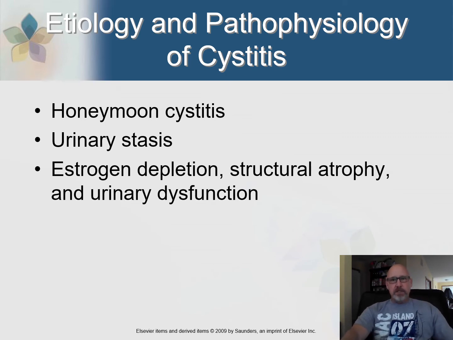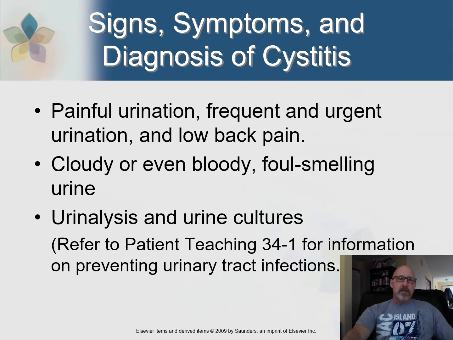So, etiology, pathophysiology of cystitis. One of the first things we cover in this chapter is cystitis. There are different types of cystitis that can occur. What is the definition of cystitis? It's the inflammation of the urinary bladder itself. The bladder can become inflamed due to infection, urinary stasis, estrogen depletion, atrophy. Honeymoon cystitis, actually it's more common with urethritis, is also a complication.